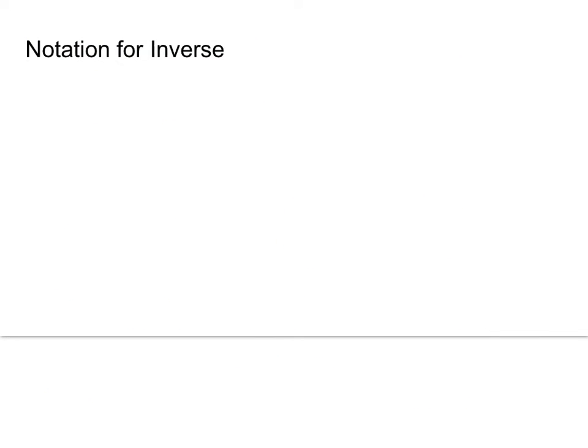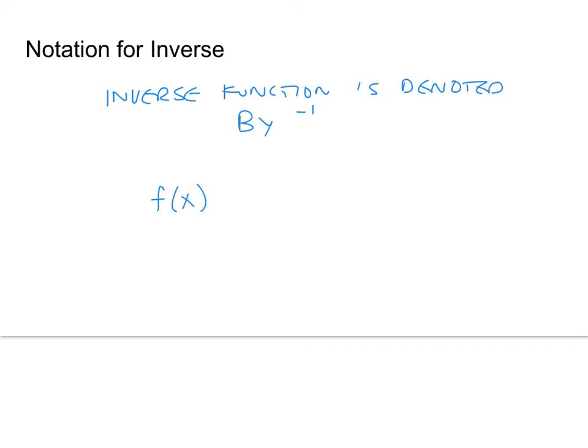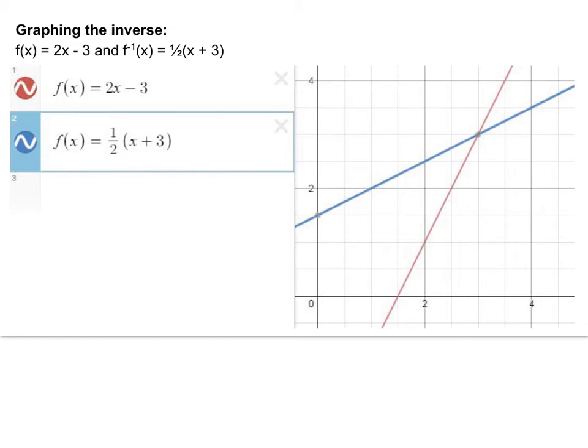Okay, and to continue to look at inverse functions, we do need to know some notation. The inverse is denoted by a -1 exponent. So the inverse of f of x is f -1 of x. So f -1 doesn't mean 1 over x, it means the inverse of f of x. As we continue to look on, let's look at a couple of examples of graphing the inverse.